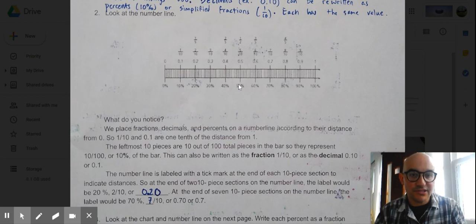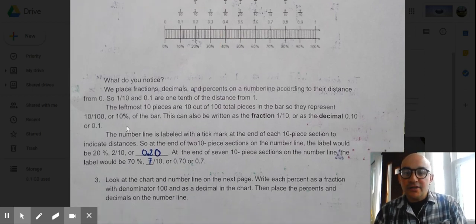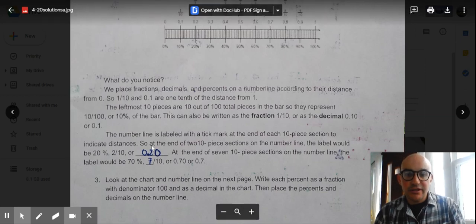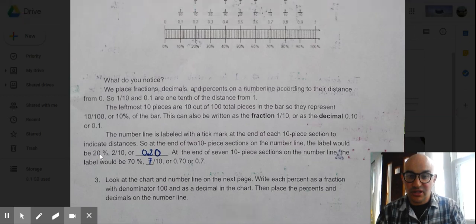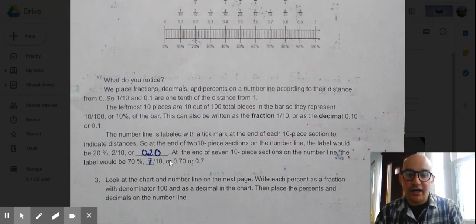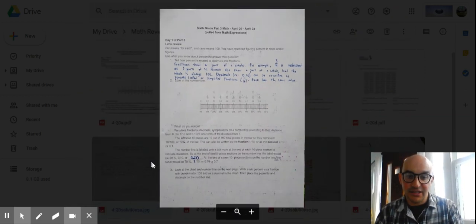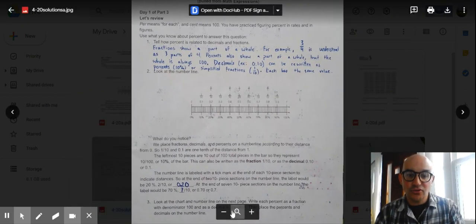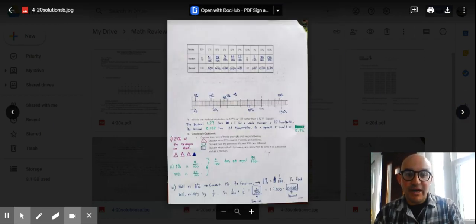And of course, we have our nice little number line here. Coming down to the end of this section, the label will be 20%. They give us a fraction, and our job is to write the decimal, 0.20. And then here we've got a percent and a decimal already given to us. Our job is to write the fraction. That would be 7/10. So like I said, not too hard for today's work. Here's the back side of that page.